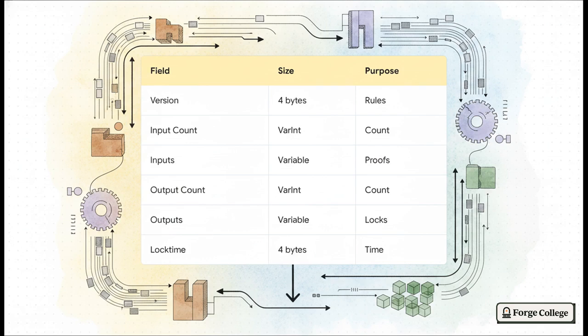Looking at the top-level fields here in their mandatory order, we start with the version number, followed by the input count, the actual inputs themselves, then the output count, the outputs, and finally the lock time. This sequence is absolutely crucial because Bitcoin network parsers read these bytes deterministically.